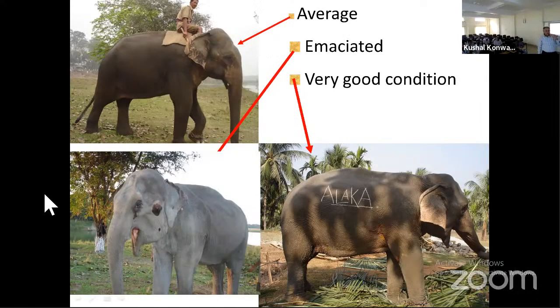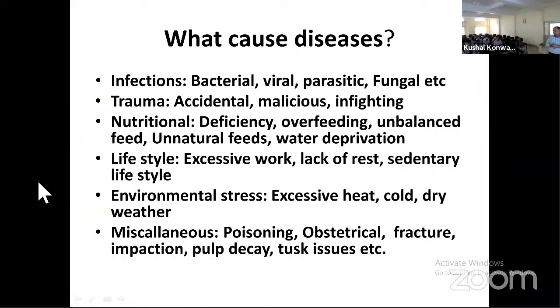So you can see, even on physical appearance, we can give grading. So I am showing you 3 elephants: average elephant, poor elephant, emaciated, and very good condition. So this is a general assessment, on that day that you have examined, she has a good body mass, but she may have problems as well. But I'm just talking about your general assessment. Now, what causes disease?